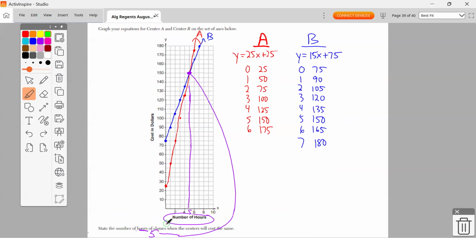State the number of hours of classes where they will cost the same. They're looking for the intersection point. If we go straight down from there, we get to hour number 5.